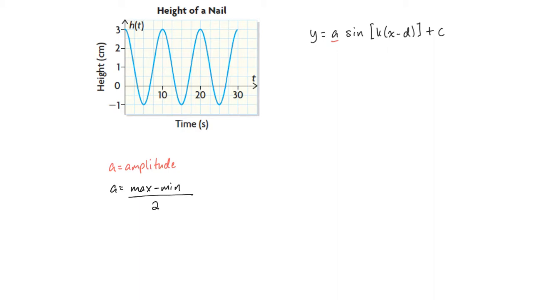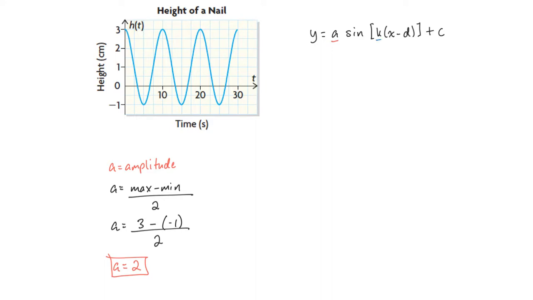So from our graph, our maximum is 3 and our minimum is -1. So we need to do 3 minus -1, divide that by 2. So 3 minus -1 divided by 2, that means our amplitude a is equal to 2. And now let's work on finding k.